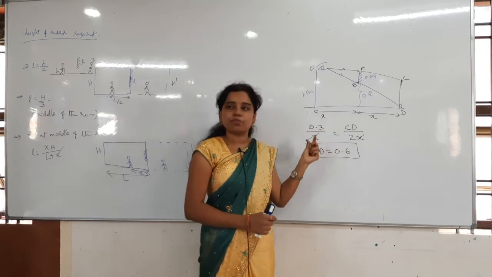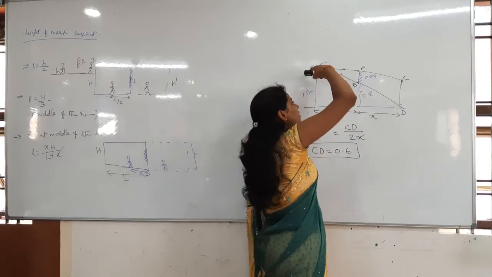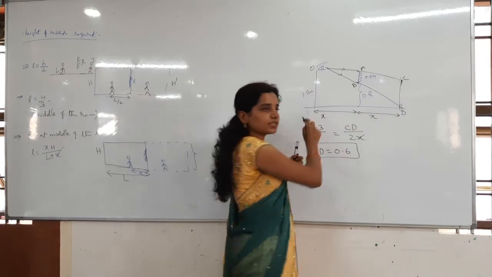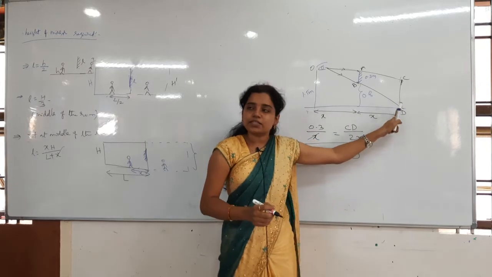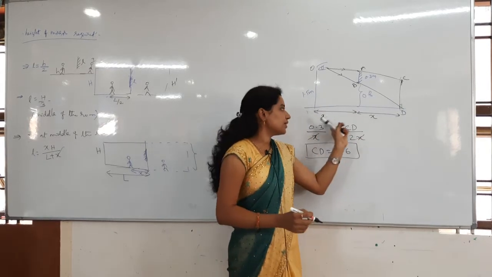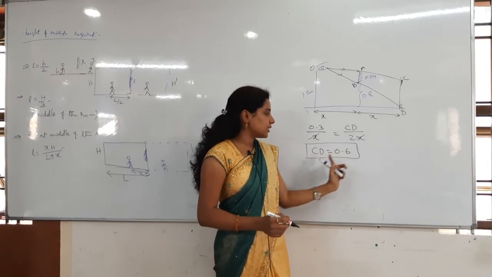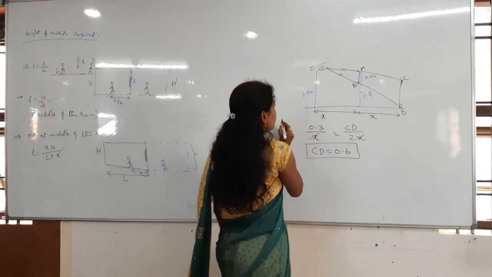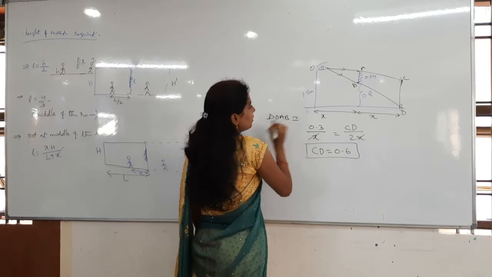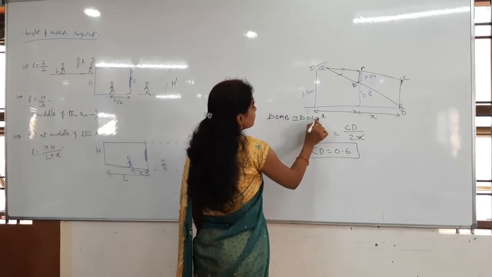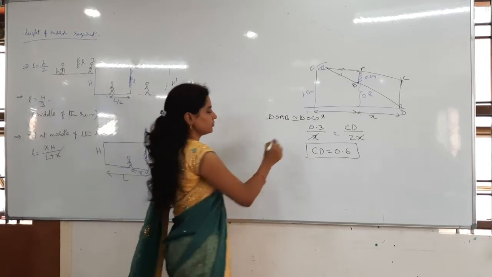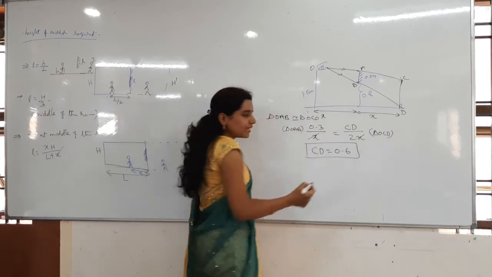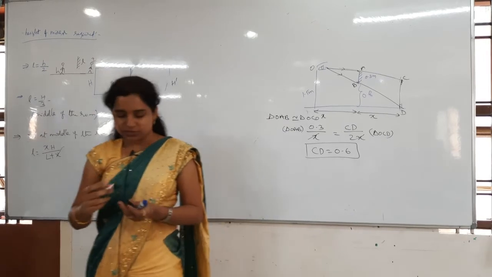Now 0.3 by x, opposite by adjacent, is equal to, again for the triangle OCD, see this, this is the opposite, this is the adjacent. So opposite is CD. Adjacent is OD, which I can say is 2x. So with the 2x distance I have taken, CD is equal to 0.6. Correct? You understand, right? So here you have to write that triangle OAB and triangle OCD are similar. Clear? Shall I explain again? You understood, right? Everything? Copy that.